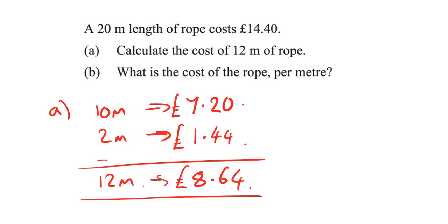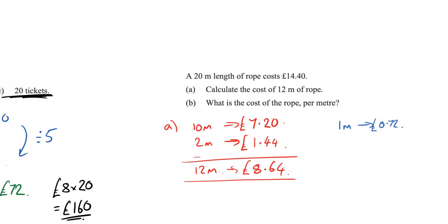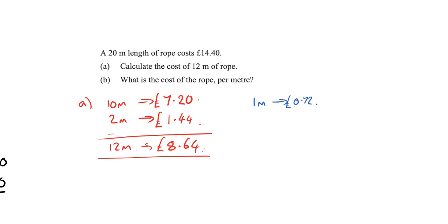Okay, now in part B, we are asked a more complex question. So we've got to really make sure we understand what we're doing to be able to do this. What is the cost of the rope per meter? So if I want the cost per meter, I'm just going to do that unitary method. I'm going to find 1 meter of rope. So 1 meter, how much does it cost? So for this one, I am going to do 14.40, and I'm going to divide by 20, and of course it is 72 pence. 1 meter costs 72 pence. Okay, I hope that helps you to answer questions on proportion and the unitary method.